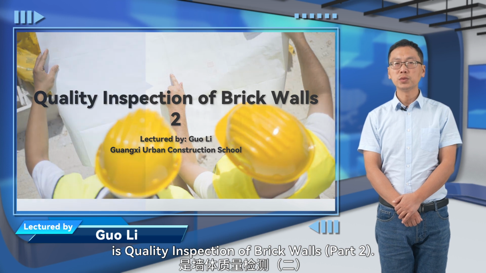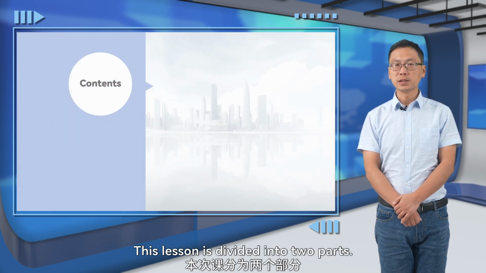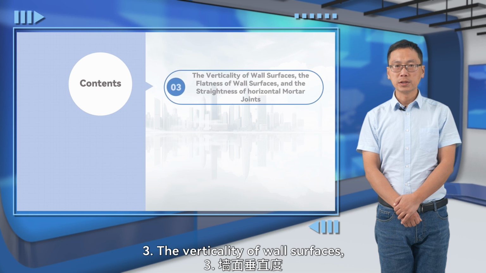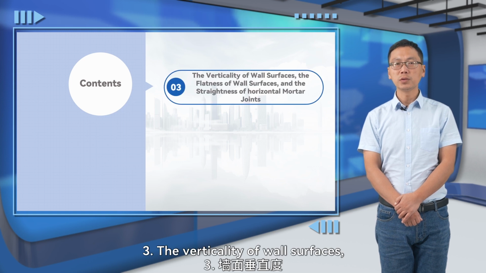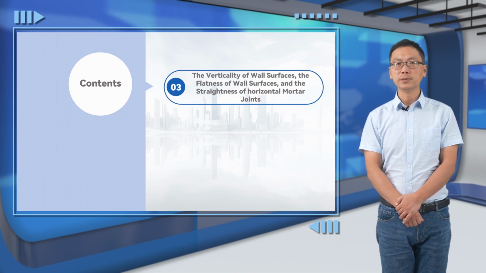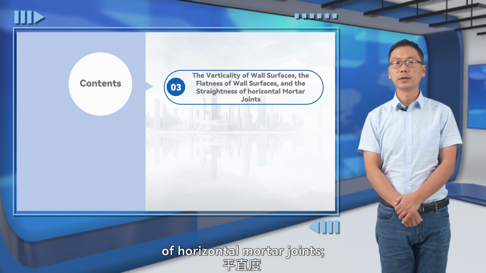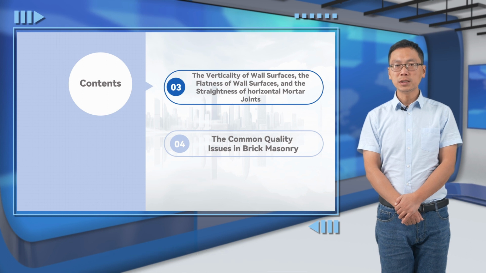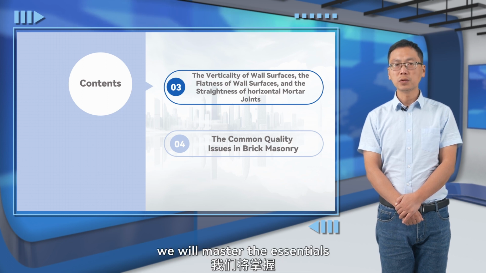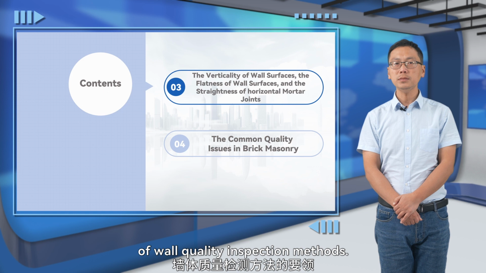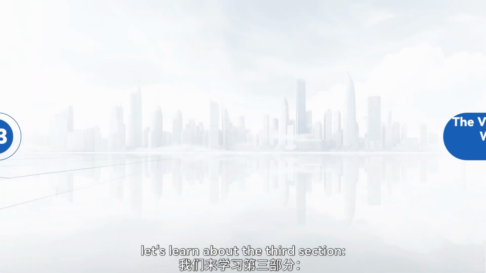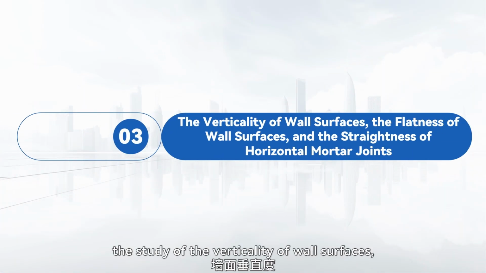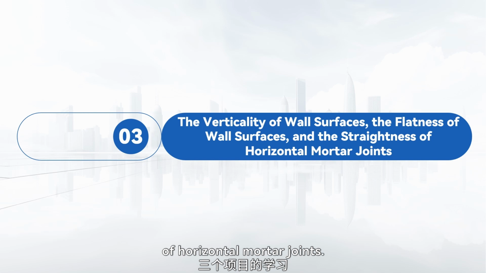Quality Inspection of Brick Walls, Part 2. This lesson is divided into two parts. They are 3. The verticality of wall surfaces, the flatness of wall surfaces, and the straightness of horizontal mortar joints. 4. The common quality issues in brick masonry. Through this learning, we will master the essentials of wall quality inspection methods. Firstly, let's learn about the third section, the study of the verticality of wall surfaces, the flatness of wall surfaces, and the straightness of horizontal mortar joints.